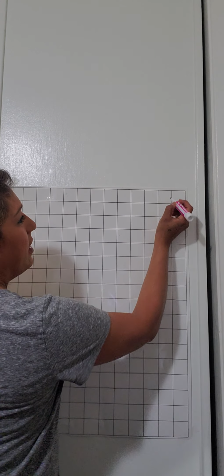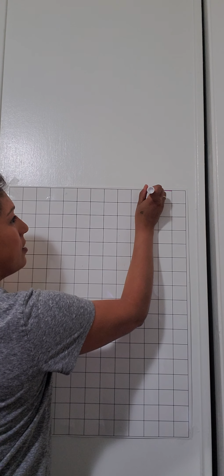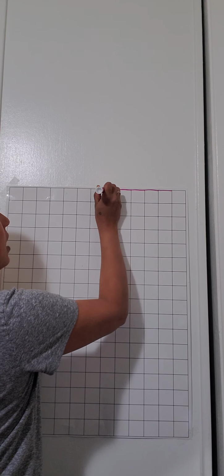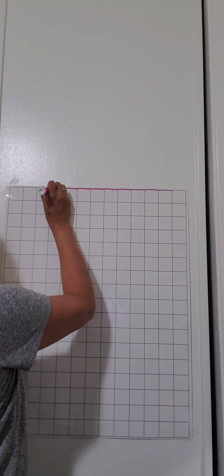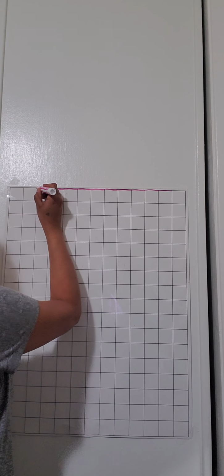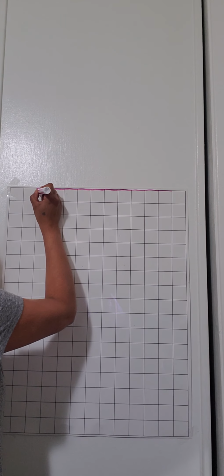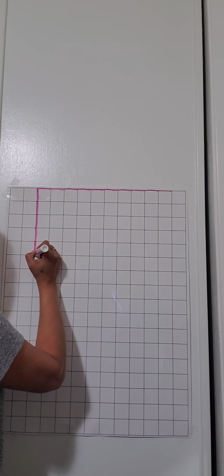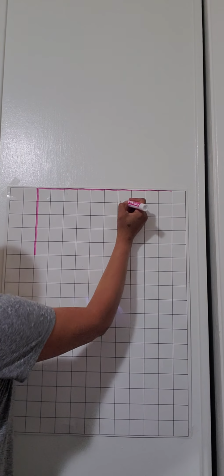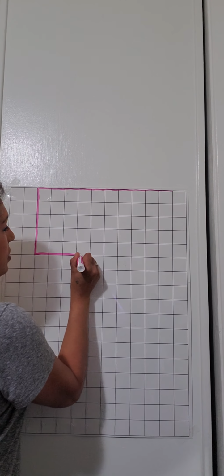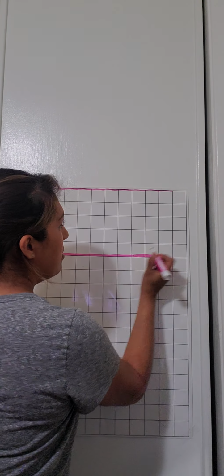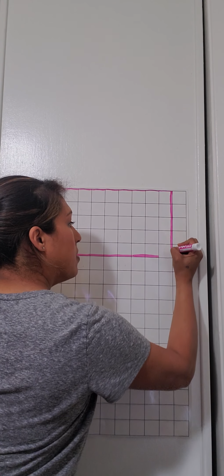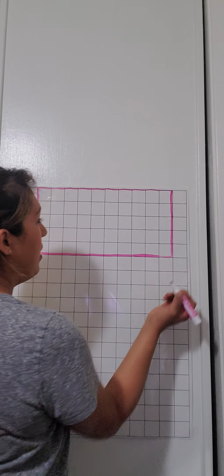My length times width. So I'm going to go over 10 spaces. 1, 2, 3, 4, 5, 6, 7, 8, 9, 10. Okay. Then I'm going to go down 5 for my width. 1, 2, 3, 4, 5. So here I have, then I will close up my space here. Okay, and I have made a rectangle.